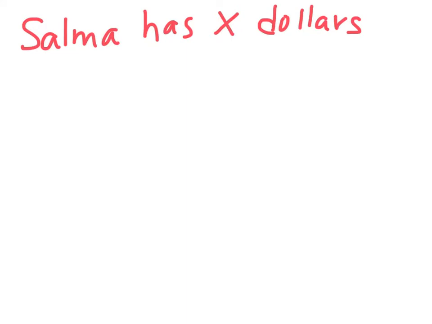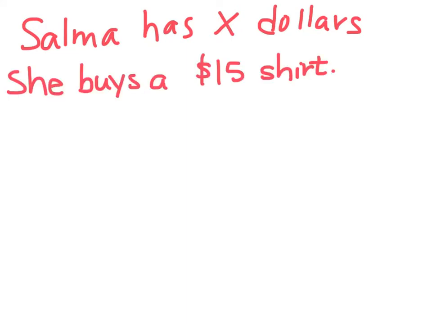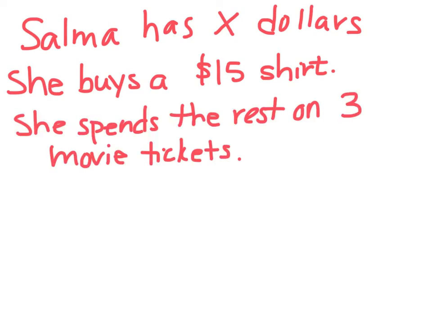So Salma has X dollars in her wallet. First, she buys a shirt for $15. She then spends the rest of her money on 3 movie tickets. The first part of our problem asks us to find the price of each movie ticket in terms of X.